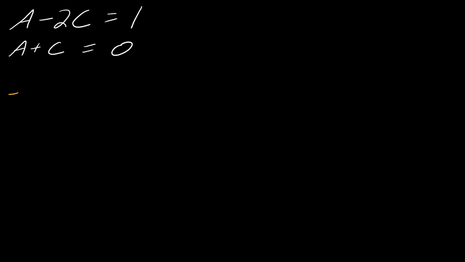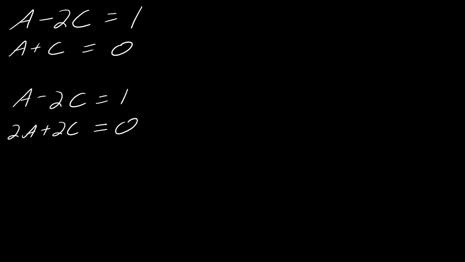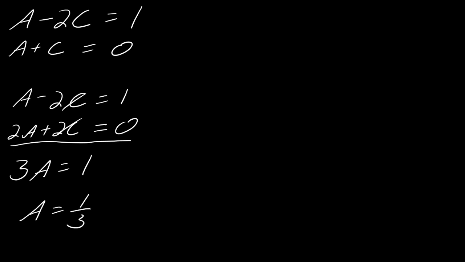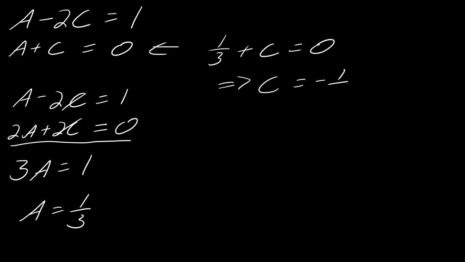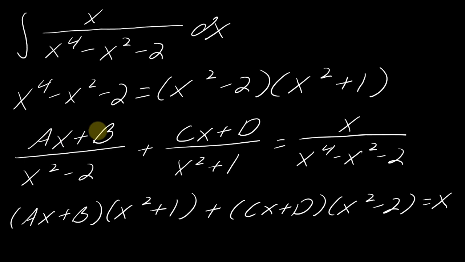So let's see, I'm going to set this up as, how about a minus 2c equals 1 and 2a plus 2c equals 0. So what I get then is 3a will equal 1 if I use elimination, so my c's drop out. So I have that a is equal to 1/3. And then if I use this equation here, 1/3 plus c equals 0, that will imply that c equals negative 1/3.